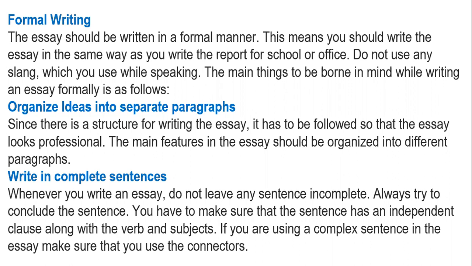Simple sentences, if you write them, they will judge as you are not so professional on it. Complex sentences, use them, but make sure that you are using the connectors properly.